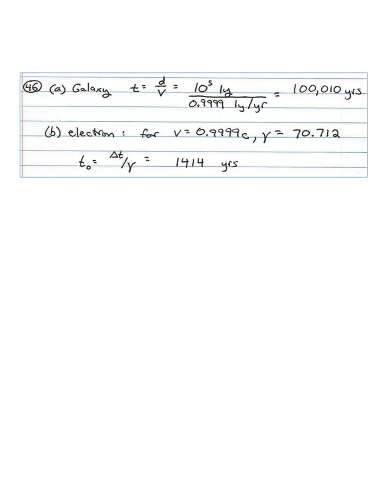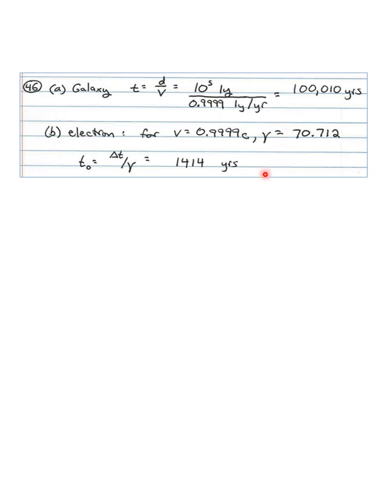So from the galaxy's point of view, the time for the electron to cross it is distance that it's traveling in the galaxy's reference frame divided by velocity. So we have 10 to the 5th light years divided by 0.9999 light years per year. And so we get 100,010 years.